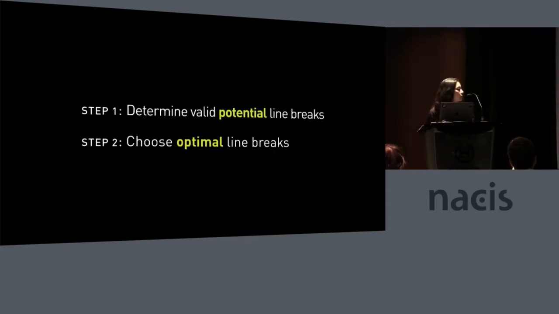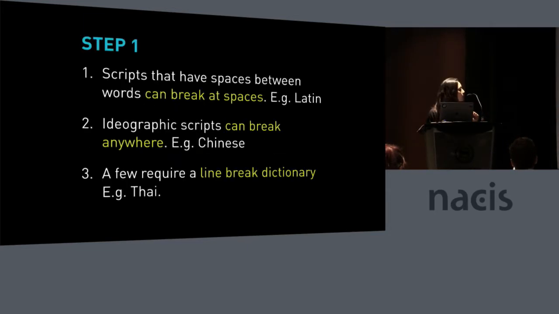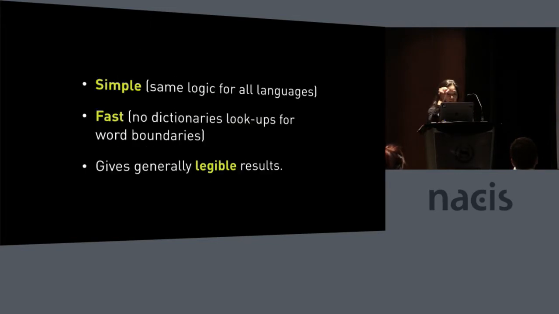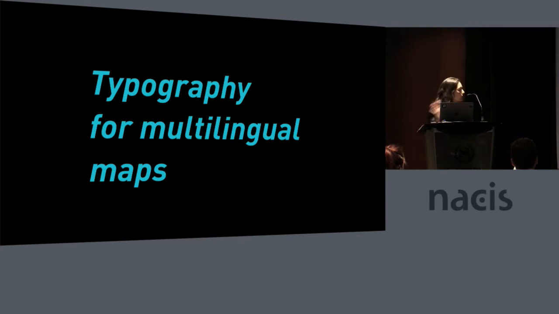So I'm going to skip over line breaking, but we use an interesting algorithm that's really simple and is the same across all languages, even though languages do have different line breaking specifications. I'm going to skip ahead so I can talk a little bit about typography for multilingual maps. This is the last piece that ties everything together, and I'm mostly going to be talking about font selection and type styling.